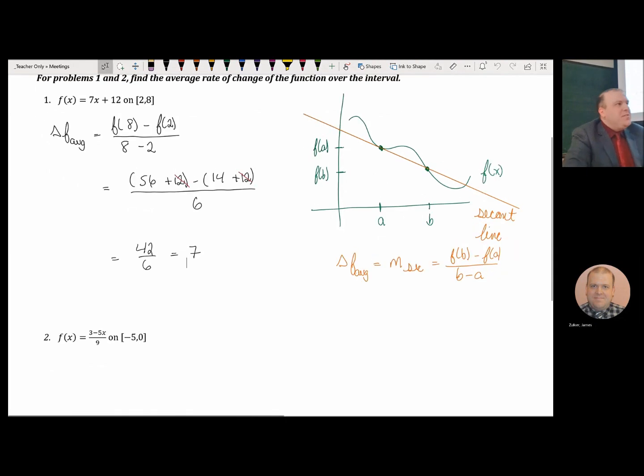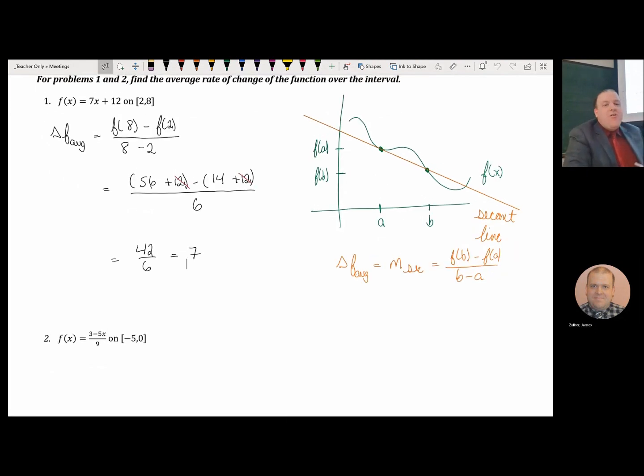Which means, by the way, 2 is the same thing, isn't it? It's also linear. But we're just going to do the standard formula. Yeah, but the idea is the same. It's just the slope of that line. Right?